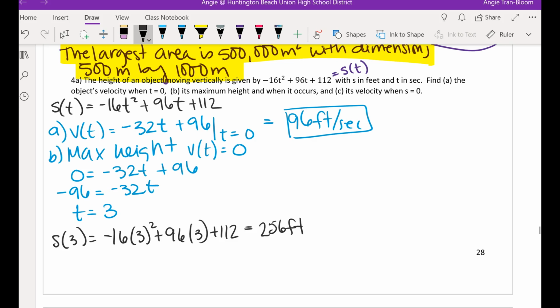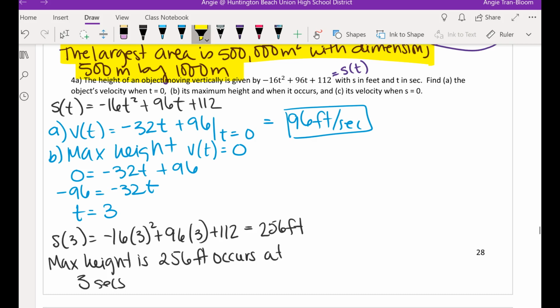Okay, and so now we have to write a complete sentence: the max height is 256 feet, and it occurs at 3 seconds. Box that up.